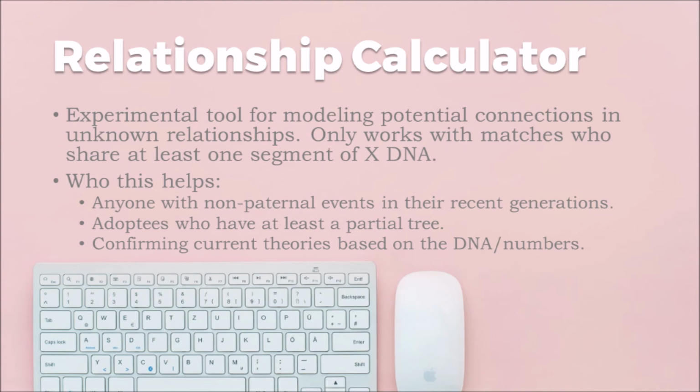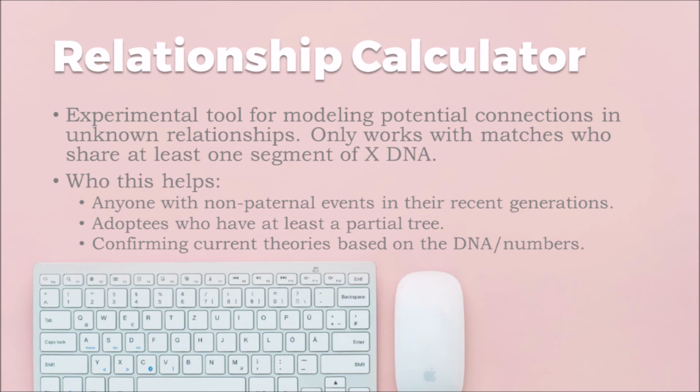This type of modeling would be really, really helpful in that type of situation. It also helps if you are looking at a relatively recent match and you're trying to work out how you're related, and the line that you think they match you on is an unknown line, as I've already talked about. You've got an idea in your mind of where you think the relationship is, but you're not sure if that makes sense with the amount of DNA that you share.